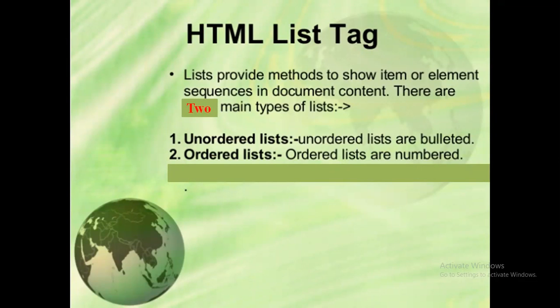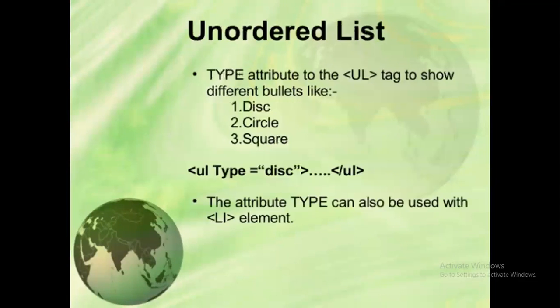Whenever we want to write anything, and imagine there are different numbers of items or elements, we want to display them in a particular sequence. For that, we will be using the list tag. There are two types of list, unordered and ordered. If you want numbers, that means you are using an ordered list. If you are using bullets only, that is an unordered list.